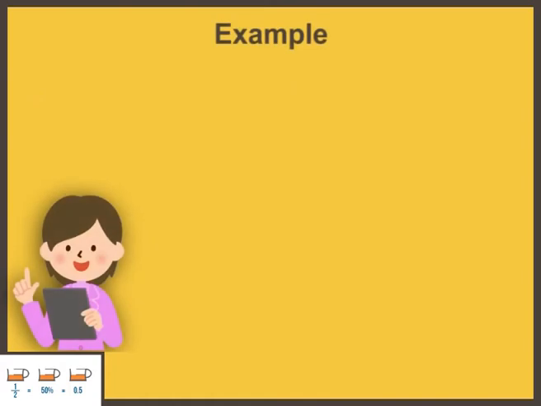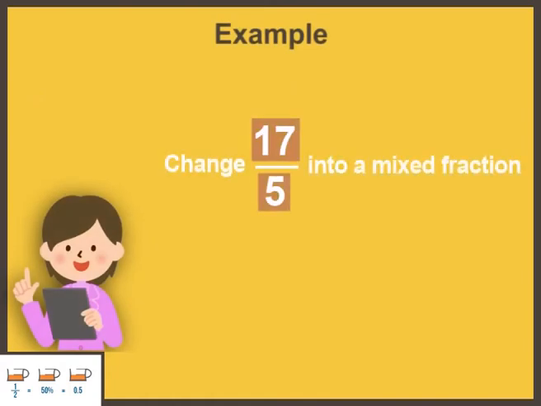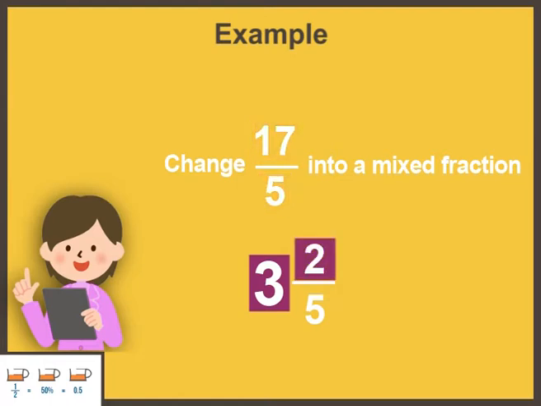Let's do it with examples. Let's change 17/5 into a mixed fraction. We will divide numerator 17 by denominator 5 and get 3 as quotient and 2 as remainder. Therefore, 17/5 becomes 3 2/5, where 3 is the whole number. 2 becomes the numerator, which is the remainder when we divide 17 by 5, and 5 is the denominator.